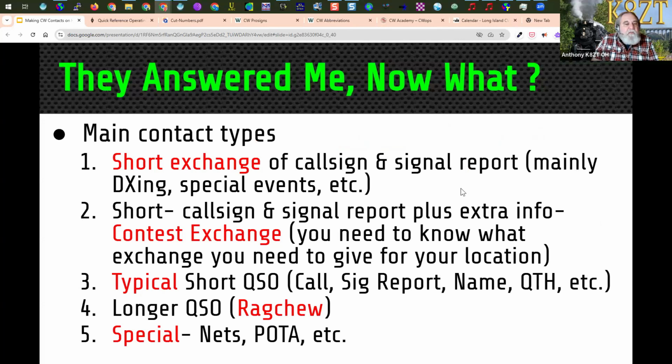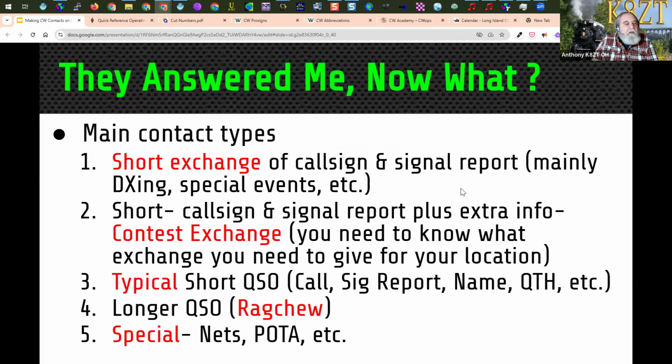So the next thing is, what type of contact is it? That's going to determine what you're going to say and do. So I've broken it down to 5 different categories. The first one is a short exchange of call sign and signal report. This is mainly with DXing, special events, etc. They have 1 million people to work. They just want your signal report.